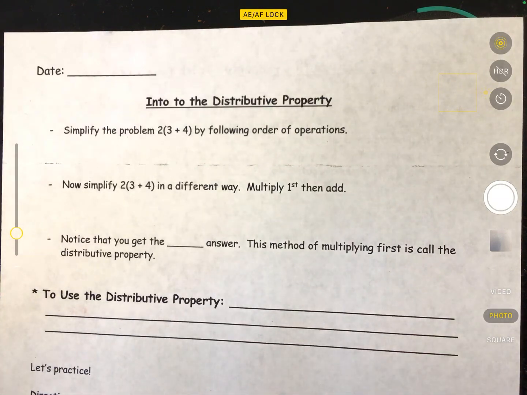So we now know how to combine like terms. Like terms have to have the same variable and the same exponent. Today we're going to look at a different way to simplify an expression, and that is by using the distributive property. So here's what I want you to look at first.